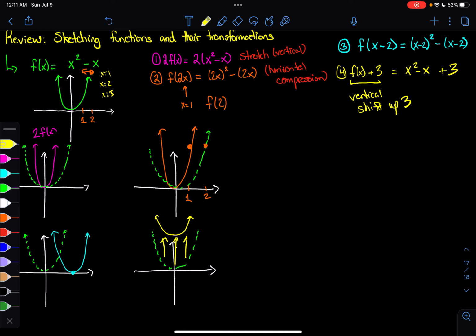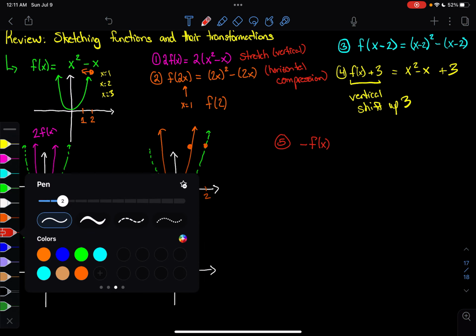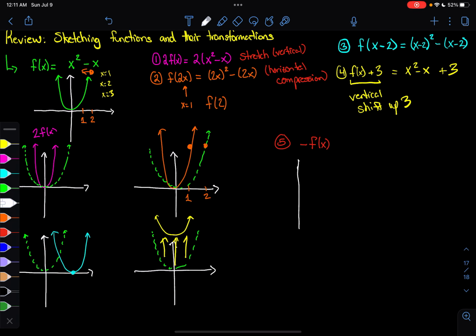Now, there are other things that we could do, right? If I take the original graph and I put a negative in front of it, right? What does negative f of x do to our graph? So maybe I'll sketch this as well. So if the original y values were up here, well, what does putting a negative in front of this do? So basically we have negative x squared minus x now. What does this do? Well, it takes all your original y values and it flips them on their head. So your new graph does this.